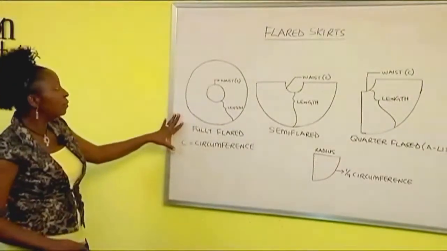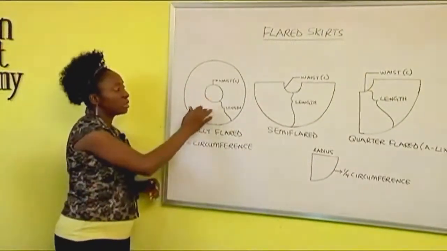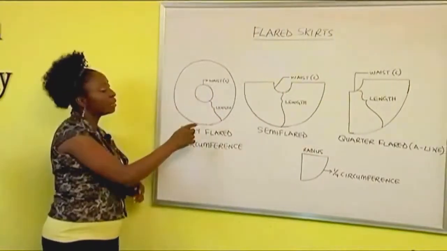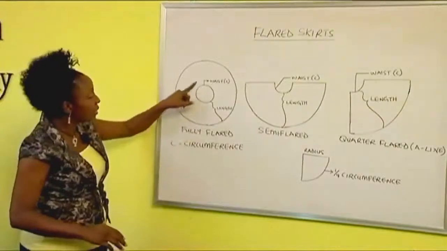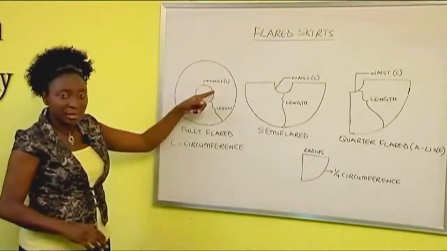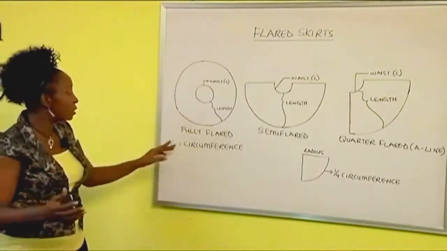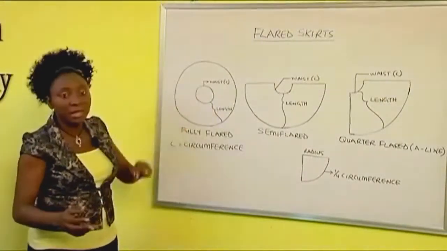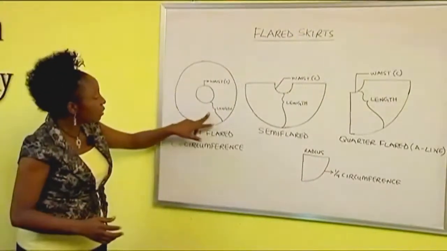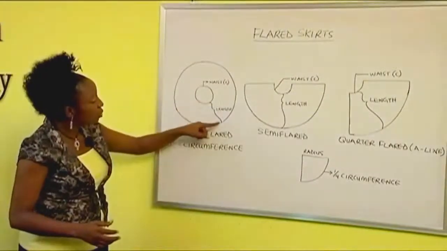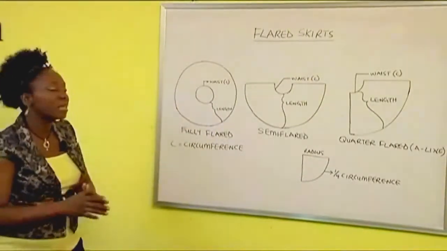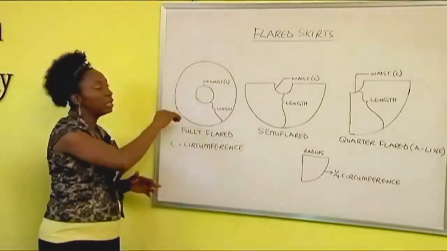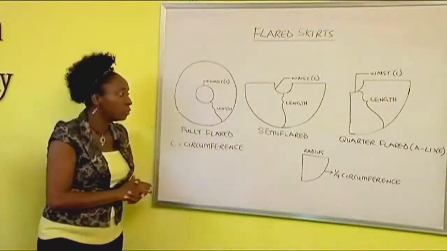As you can see, it's made up of two circles. That means you can see an inner circle and an outer circle. And now what I have done is to show you that this inner circle represents the waist, which mathematically is called the circumference. That's what the C is for. Then the length is here, in between the two circles. Now the fully flared skirt is made up totally of a full circle and an internal circle.